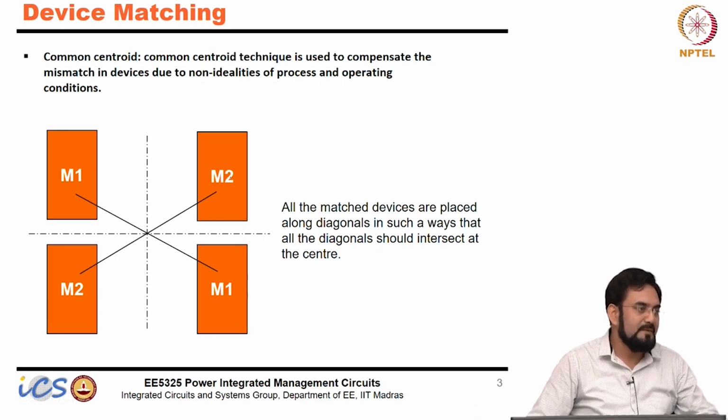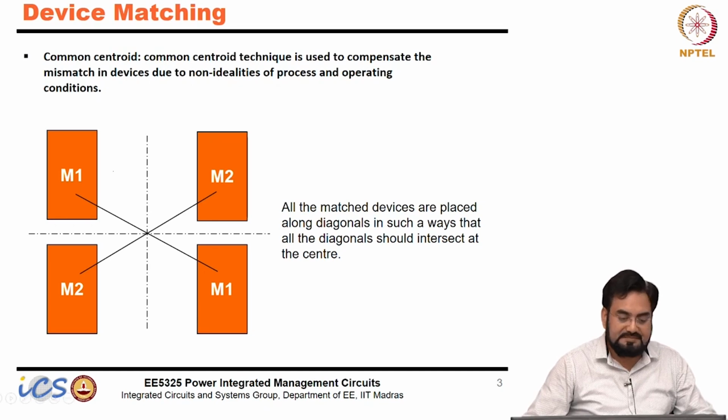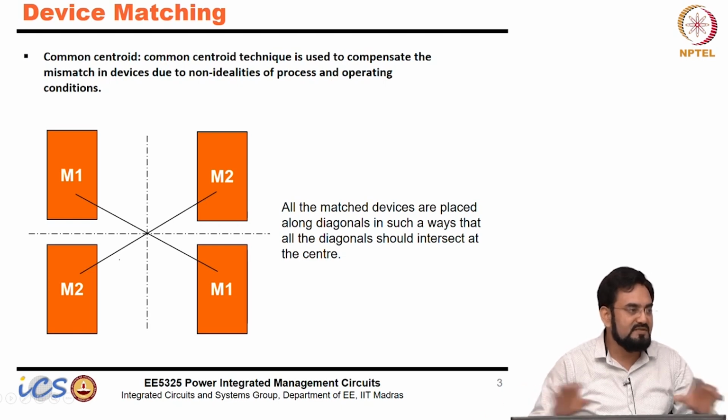Not only VT, but if you are looking at high frequency performance, your gate capacitance will also change. So in order to match that, what we do is split them and spread them in such a way that those variations are cancelled out.